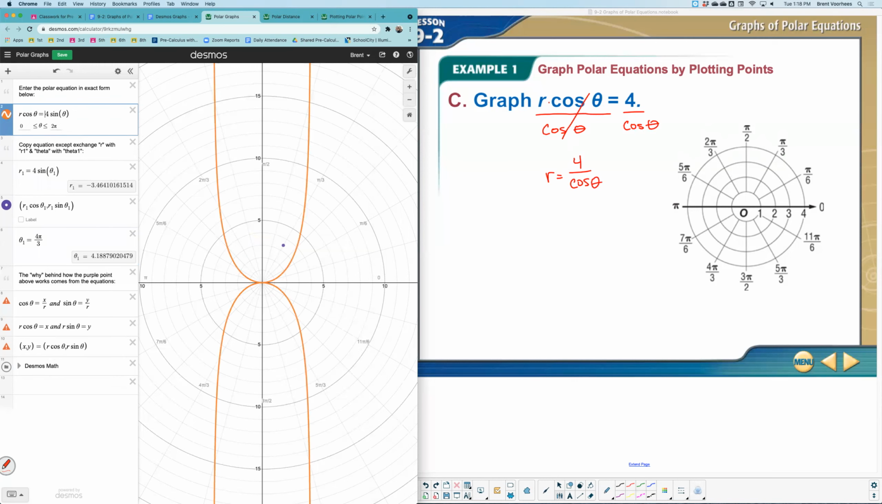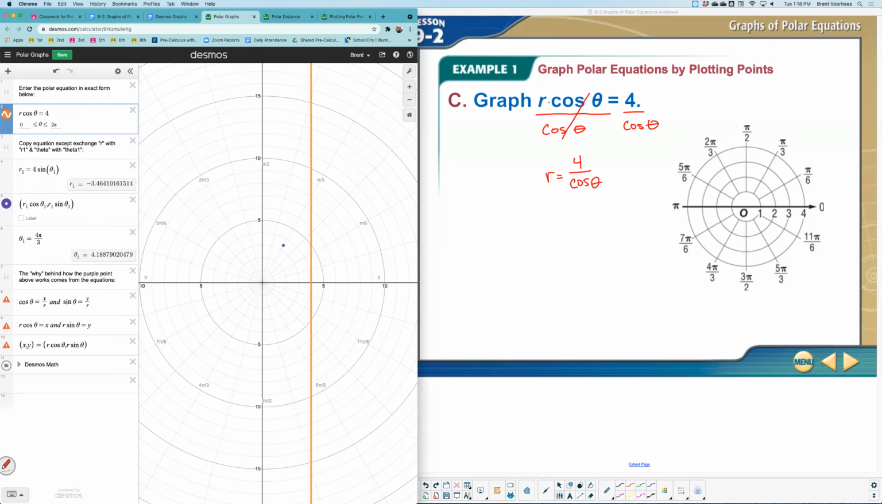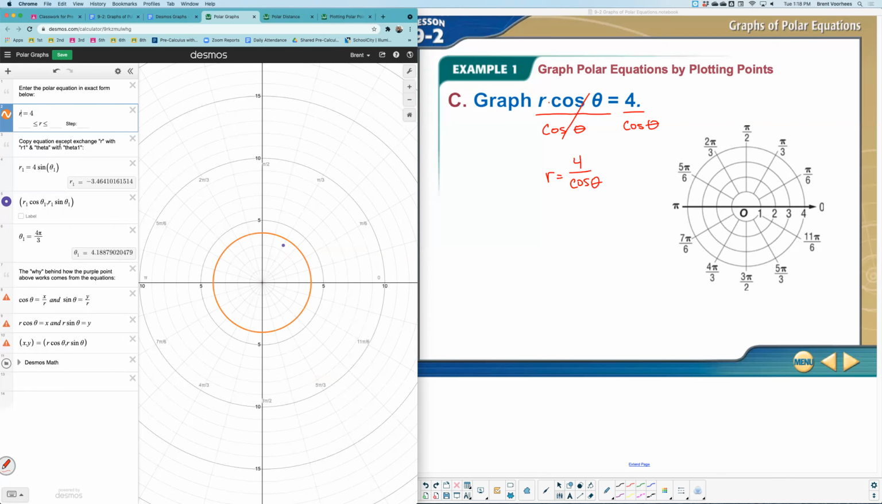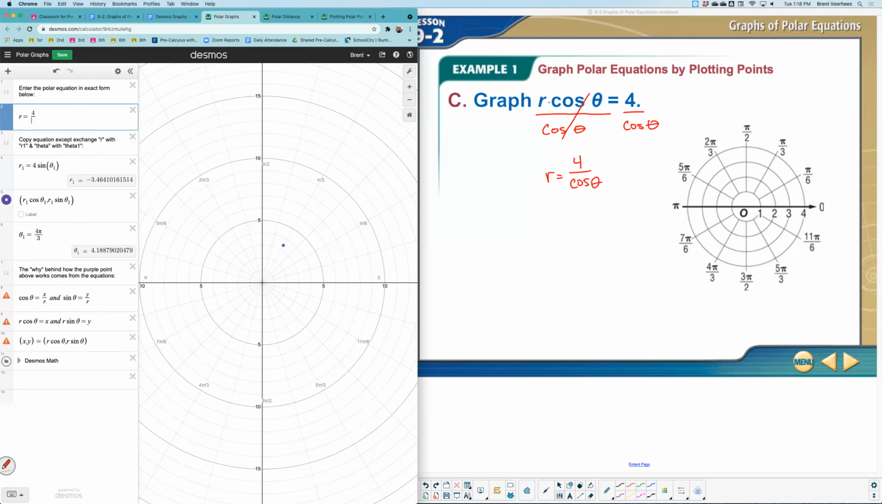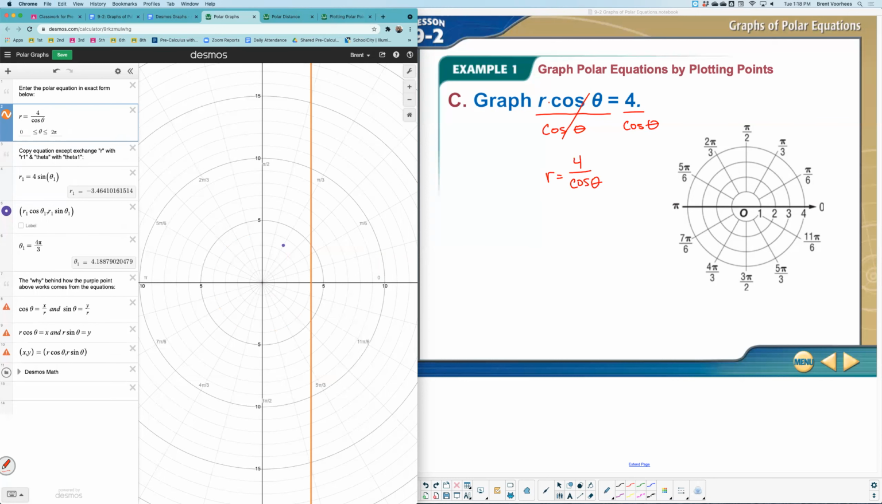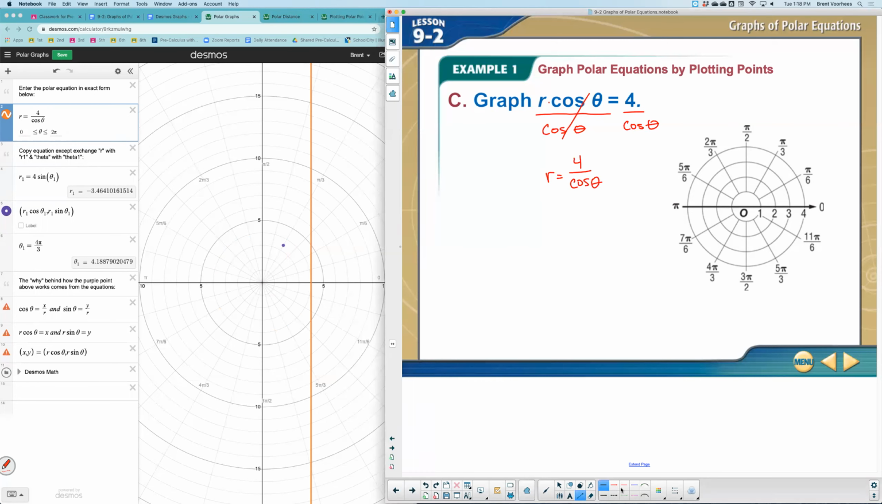Cos theta of 4. I'm not sure if this will work. Oh, it does work. Okay, so I could have typed it in just as it was given. You'll see this is a vertical line going through the number 4. But I could have also typed it in just like I did a moment ago where I said r equals 4 divided by cosine, and you still get the same graph. So this will be a vertical line.